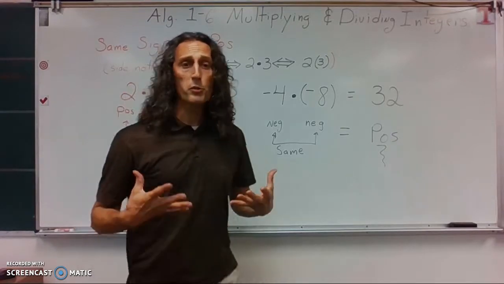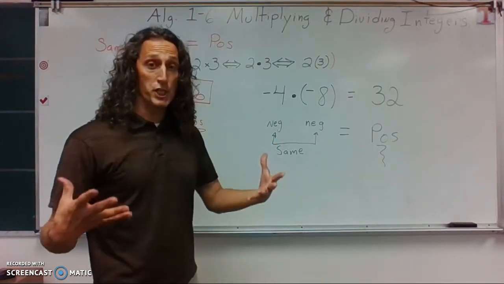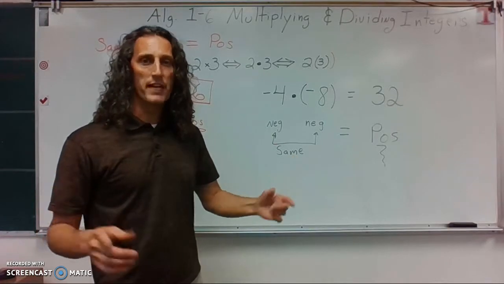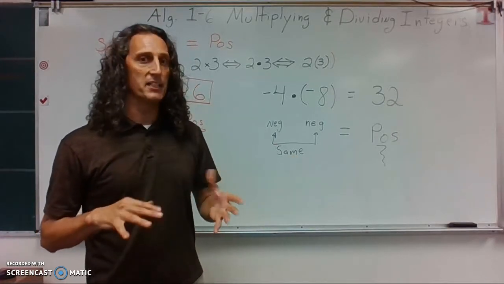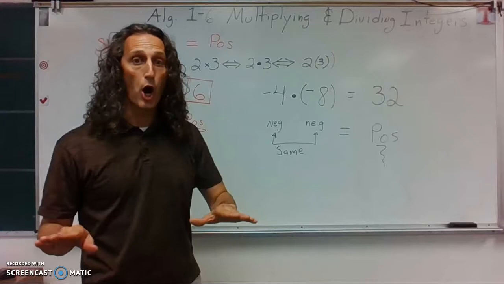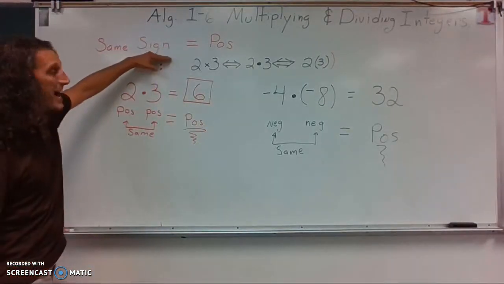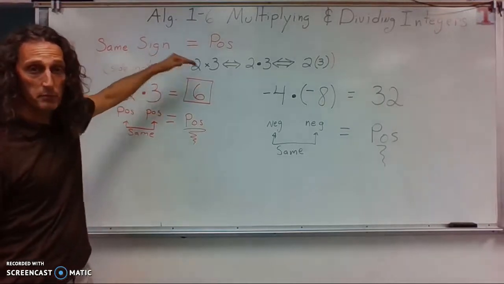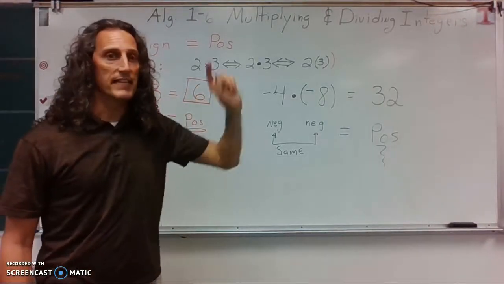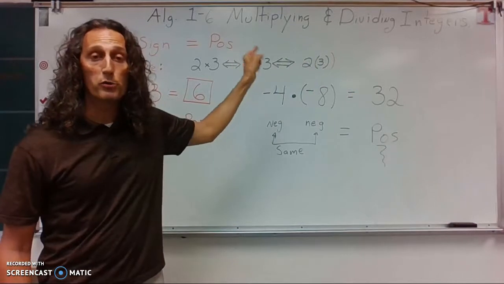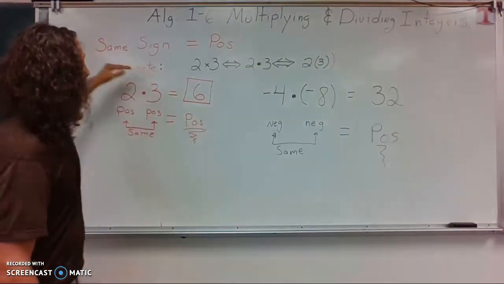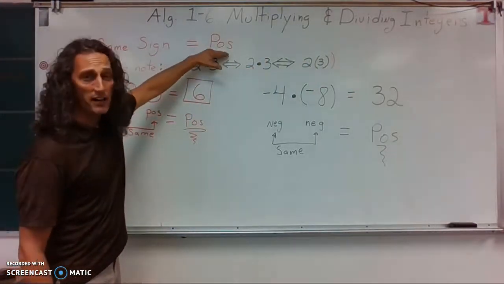Now, with multiplying and dividing integers, or positive and negative numbers, it's different than adding and subtracting, okay? Different game altogether. And watch, take a look. So if you have the same sign, that used to mean add, but that's a different game. This is multiplying and dividing. The same sign means positive, okay?